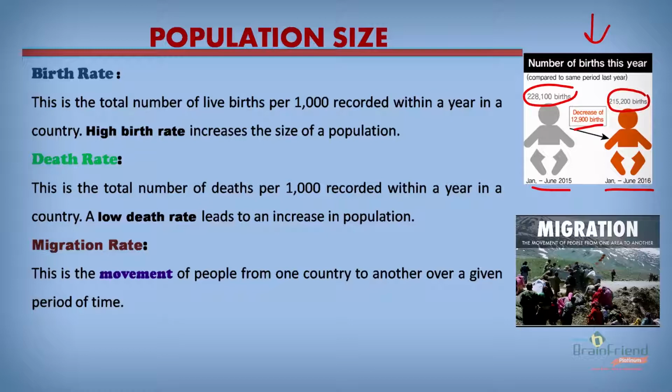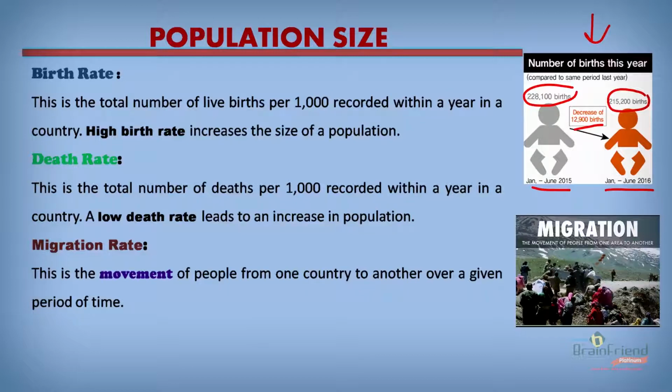Death rate. This is the total number of deaths per 1,000 recorded within a year in a particular country. High death rates reduce a population, whereas low death rates increase a population.